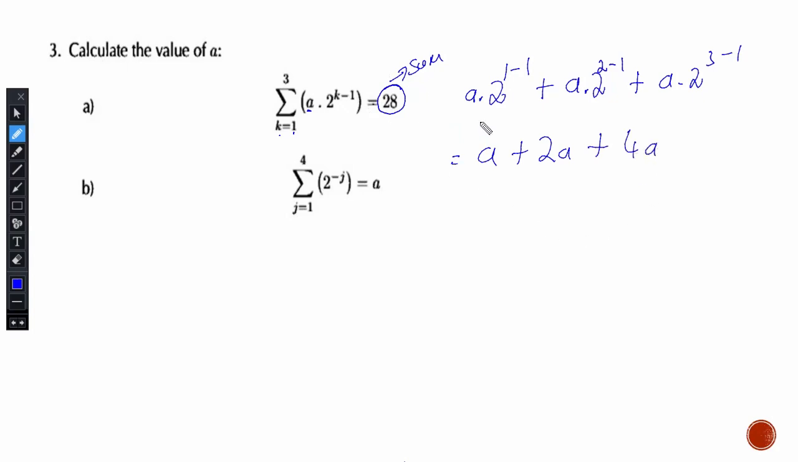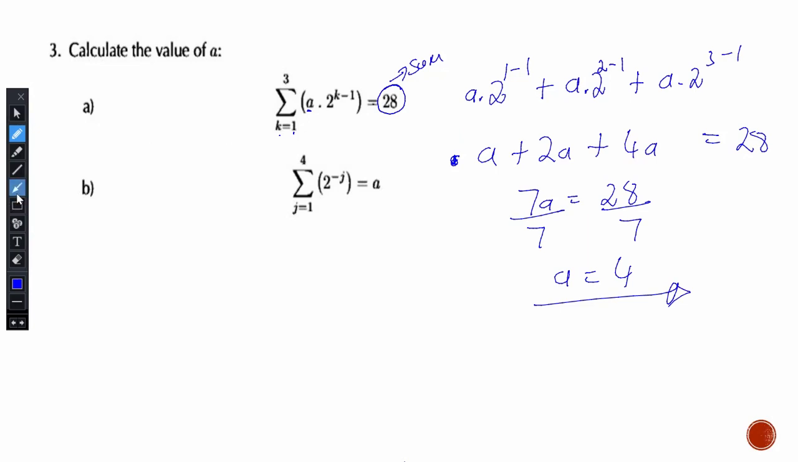But then remember, we are already given the sum. The sum of all of this is supposed to be equal to 28. So we can simply find the value of A by saying A plus 2A plus 4A. So 1 plus 2 plus 4 is 7A. Remember, the A here has a coefficient of 1. So it's 1 plus 2 plus 4. This is 7A, and then equals to 28. Then we can simply just divide both sides by 7, and voila, just like that, we find our A value. 28 divided by 7 is equals to 4.